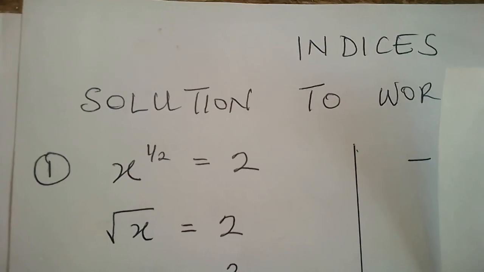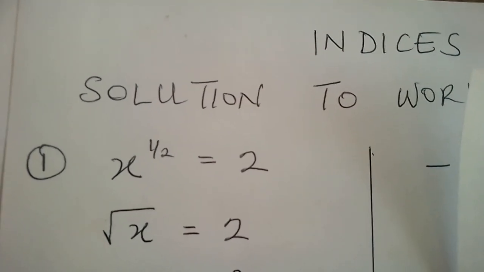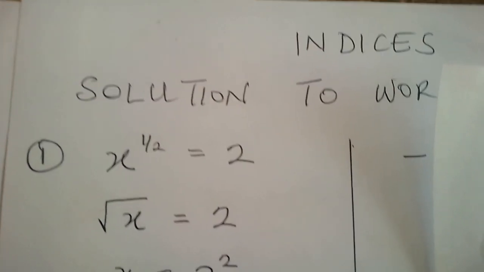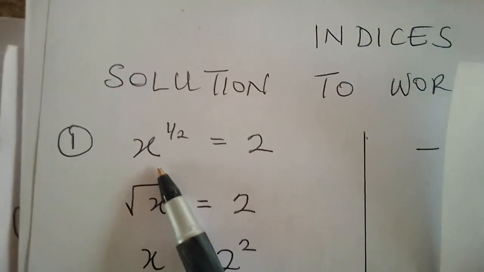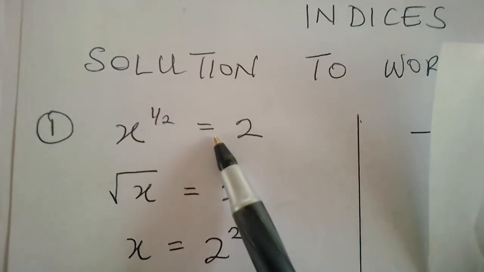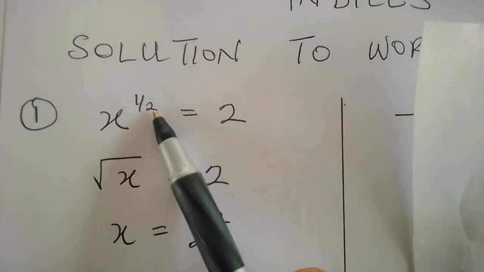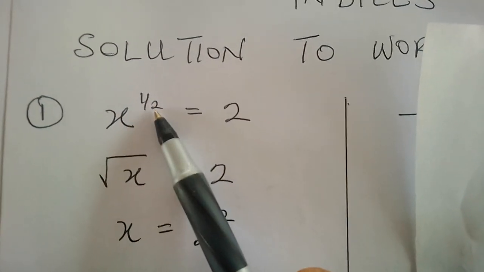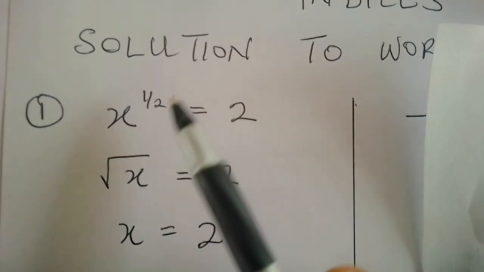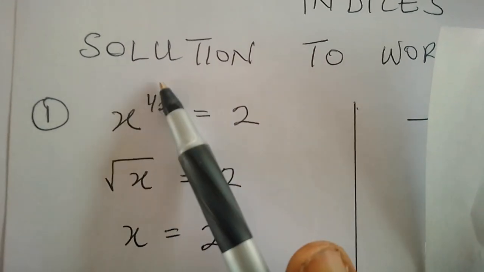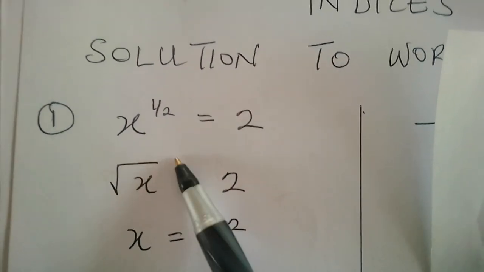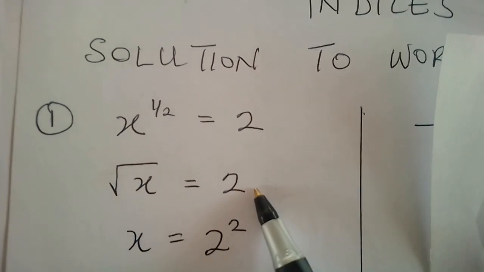I want to move on to the solution of the last work practice I gave you. If you're having x raised to power 1 over 2 is equal to 2, you realize that if you're having a fractional power, the denominator of the power can be used to find the root. So that means x raised to power 1 over 2 is the same thing as the square root of x is equal to 2.